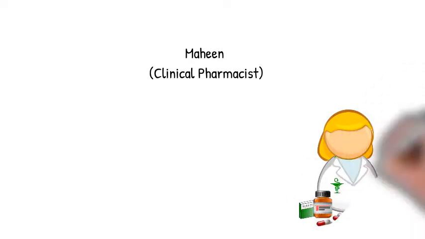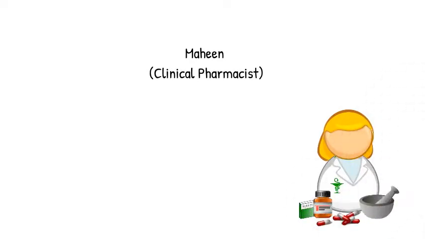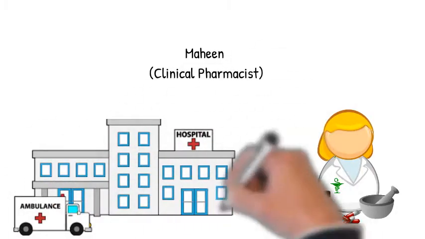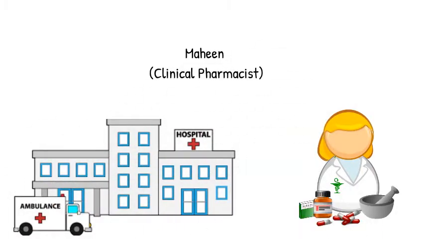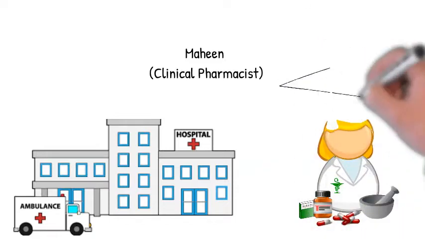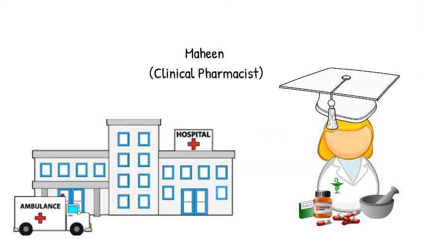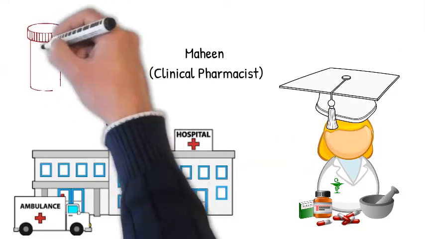My name is Maheen and I am a clinical pharmacist at a community hospital in Western Mass where I am responsible for medical, surgical, and telemetry units. I got my PharmD in 2016 and then I did a PGY1 residency in the same hospital where I continue to be employed.